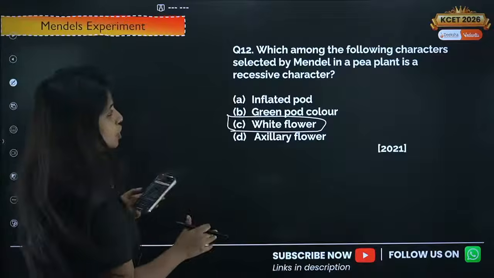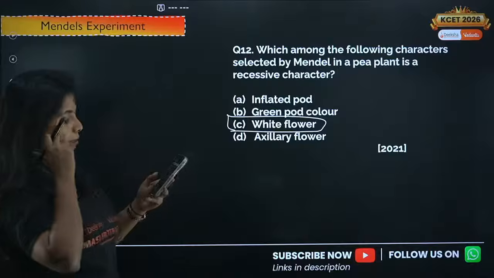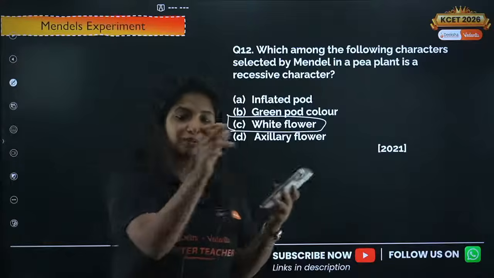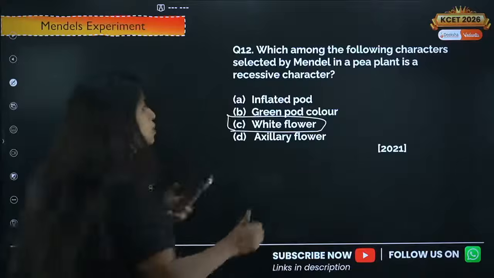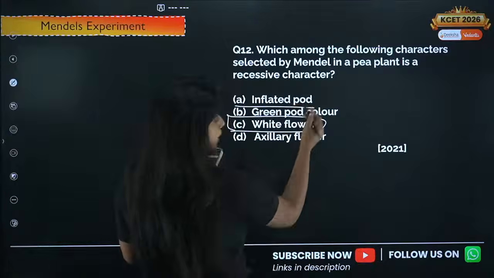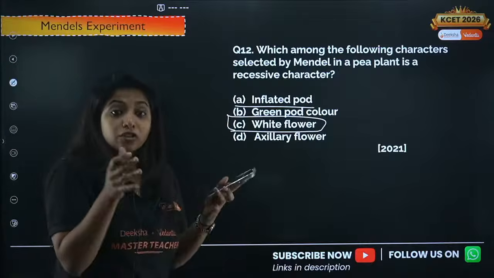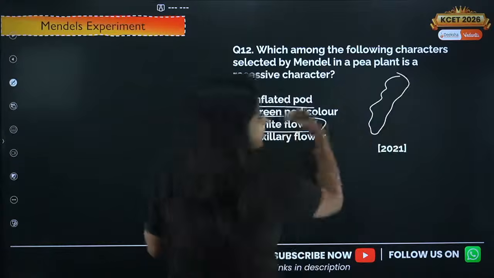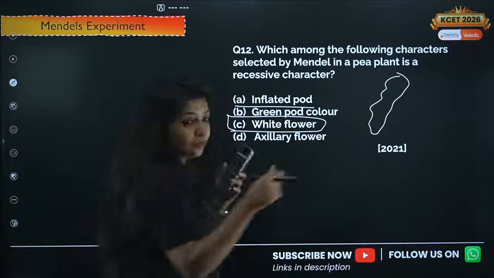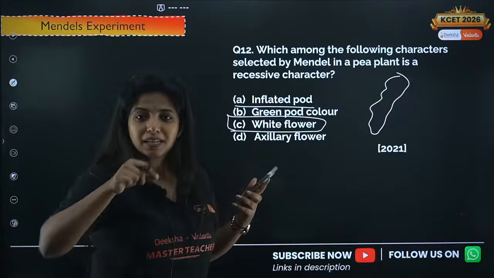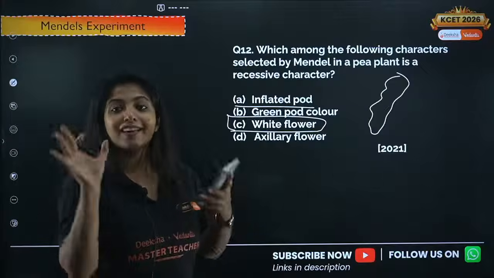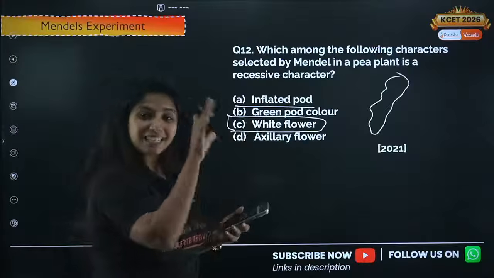Option C. So my dear children, in pea plant, please remember there are 7 pairs of contrasting traits. So there will be 1 dominant and 1 recessive. Inflated pod is a dominant trait, whereas constricted, the dried pod, will be the recessive trait. Green pod color is dominant, because whenever you go to market, you pick the green peas, whereas yellow is recessive.